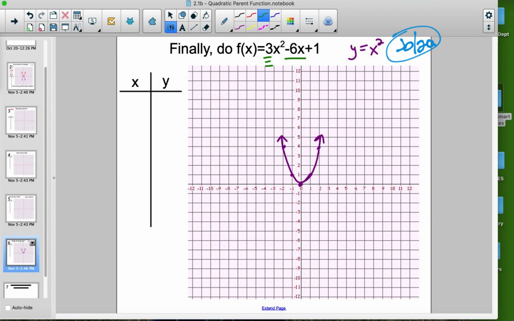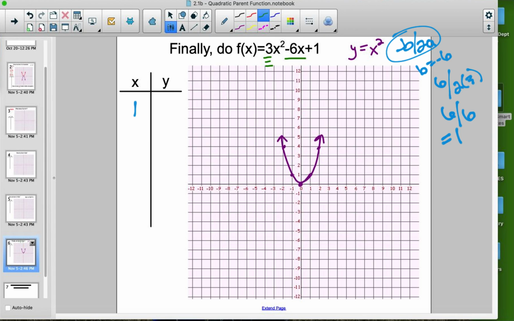And this is going to be the x-coordinate of my vertex. So when I do negative b over 2a, right, b is equal to negative 6. So if I did negative b, that would be positive 6 over 2 times a, and a is 3. So it's going to be 6 over 6, which is equal to 1. So that's the x-coordinate of my vertex. I'm going to put that in there.